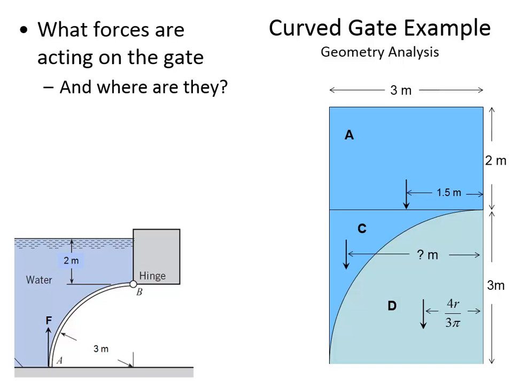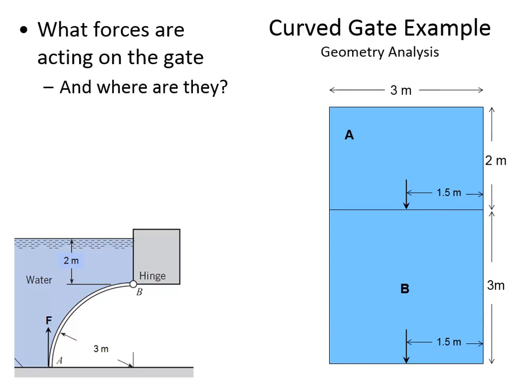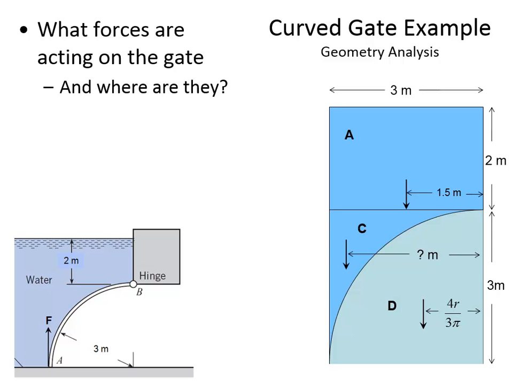Now we can break element B into 2 pieces. There's the part that has water and the part that doesn't have water. What we learned in the previous lecture is the location of the centroid for this kind of a shape, for the quarter circle, is 4r divided by 3 pi. And so we can find the location of the centroid for element C by subtracting the centroid at element D.